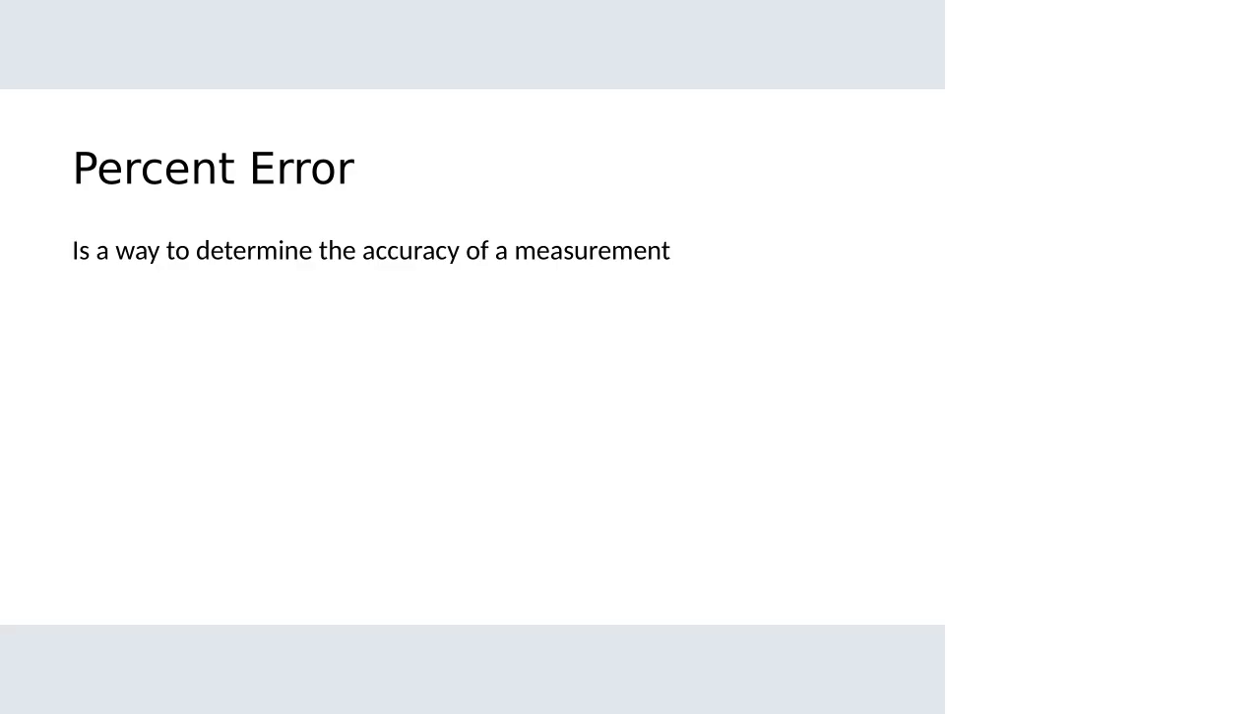Percent error. We talked about accuracy being, well, how close is it to the real thing? We have a way of deciding how close it is to the real thing, and the way that we do that is with what's called percent error. Percent error is found with a formula.